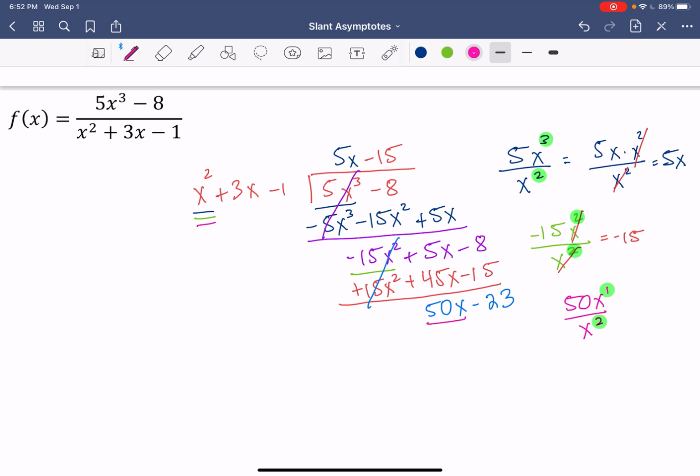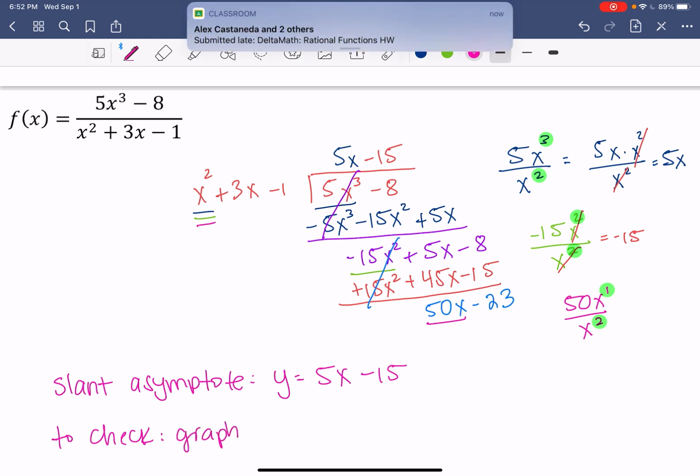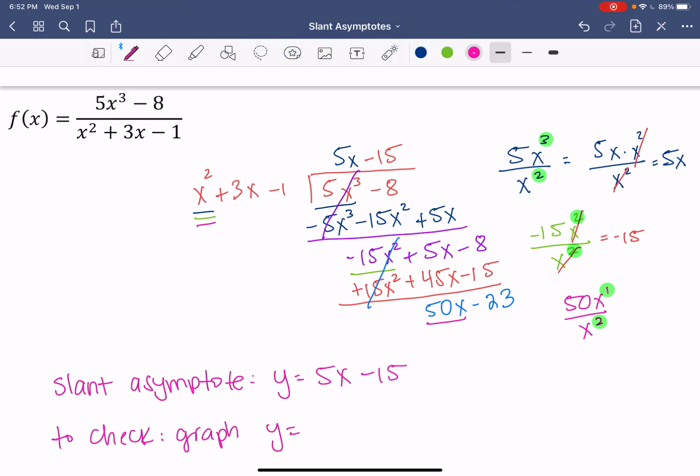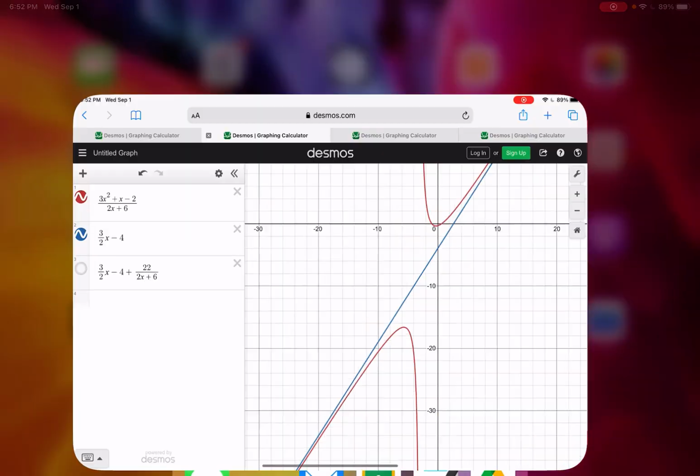So here we'll say that the slant asymptote is y equals 5x minus 15. And then to check, you're going to graph the same slant asymptote, and you're going to add, so you're going to do plus, and the numerator will be the remainder of 50x minus 23, and the original denominator, which is x squared plus 3x minus 1. And so let's go over to Desmos to make sure that that is true.